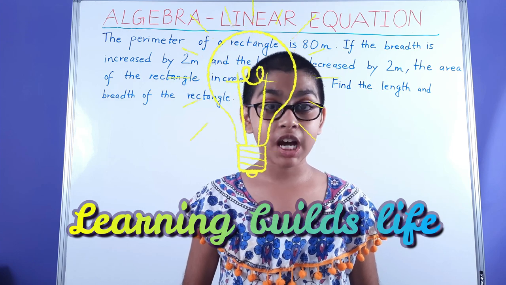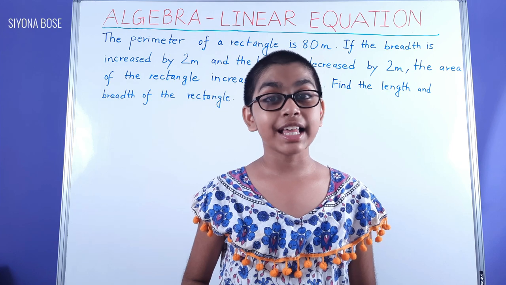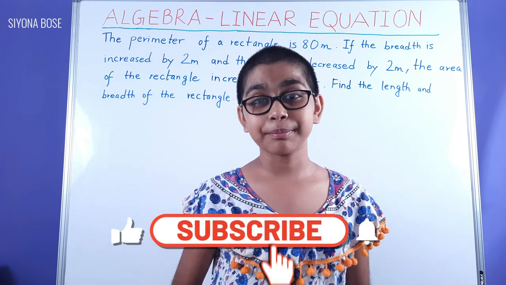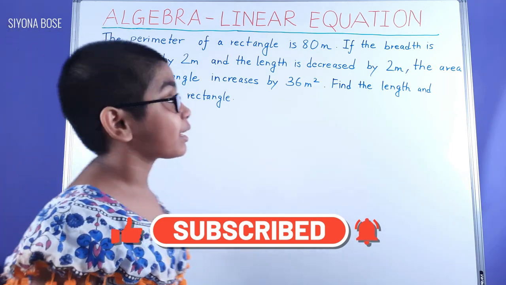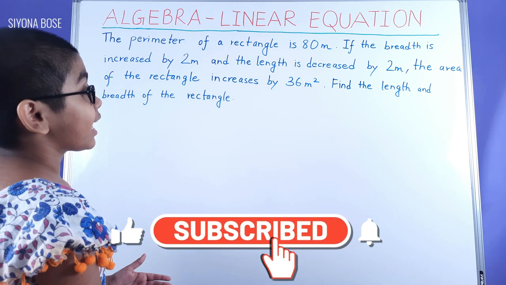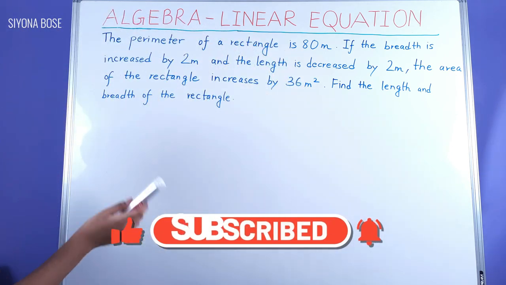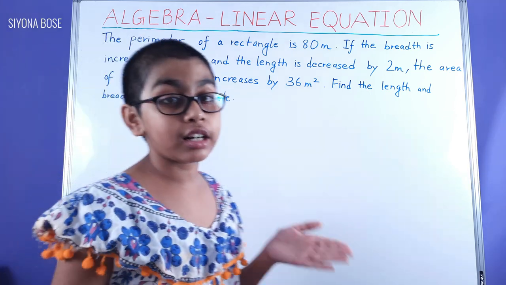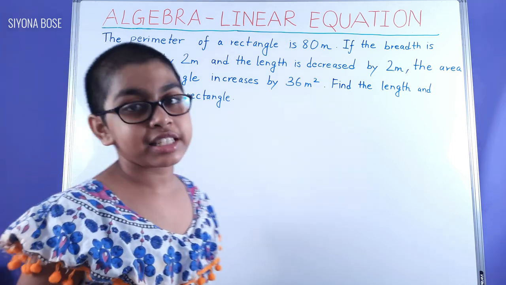Today, we are going to talk about algebra, linear equation. Let's take a look at today's sum. The perimeter of a rectangle is 80 meters. If the breadth is increased by 2 meters and the length is decreased by 2 meters, the area of the rectangle increases by 36 meters squared. Find the length and breadth of the rectangle.